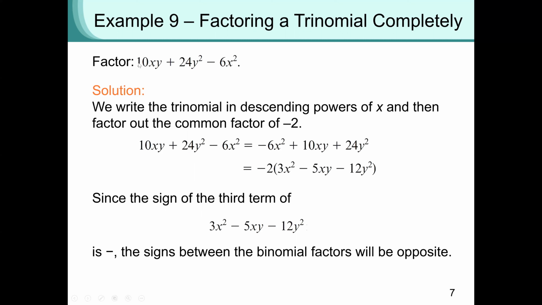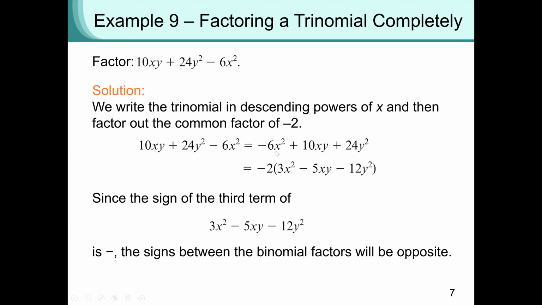2 can go into 10, 24, and 6. Here we have x is okay, but 24y squared, x is not common. So the only thing we can factorize is 2. Again, the highest exponent is x squared. So we decided to write negative 6x squared plus 10xy plus 24y squared. Again, nothing changes here, just changing the position of the term.